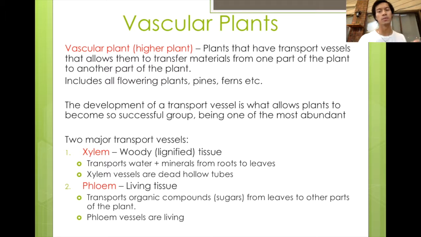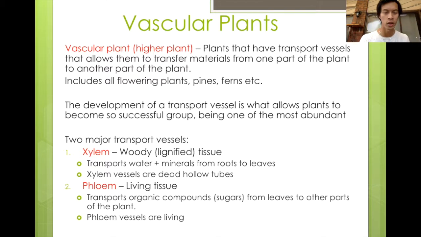It's what allows plants to become so successful and one of the most abundant in the world today. In fact, in terms of organic matter, vascular plants take up the largest amount of any category of organisms, plant or animal, with the exception of maybe bacteria. I think bacteria probably match that amount pretty well. The evolution of plants has allowed them to develop two major transport vessels, which has changed the gameplay for plants all around the world throughout history.